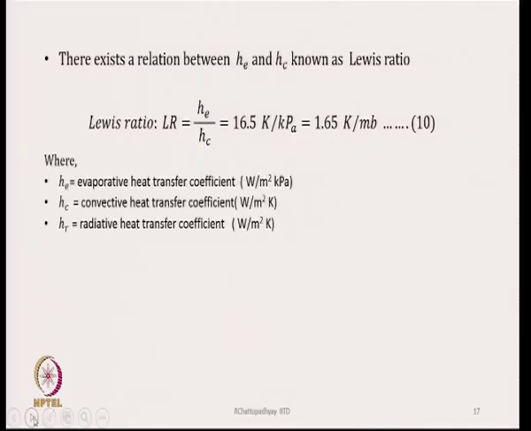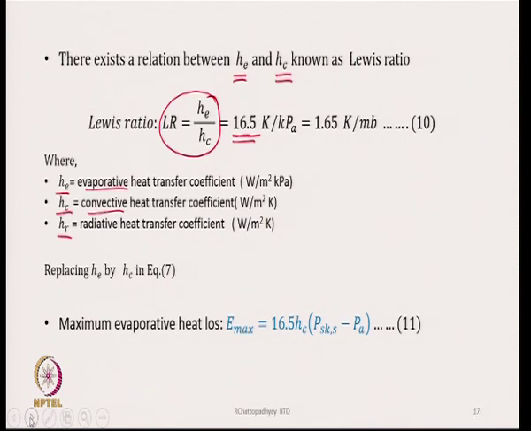Now, there is another interesting relationship between HE and HC. HE is the evaporative heat transfer coefficient and HC is the convective heat transfer coefficient. These two are connected by this formula, which is known as Lewis ratio. This formula HE by HC is 16.5. This has been found out, and therefore, how does it help us? This is going to help us in finding out HE by knowing HC. HC is the convective heat transfer coefficient. If we know that the ratio is 16.5, so HE is going to be 16.5 HC always. So, that is what it can help us.